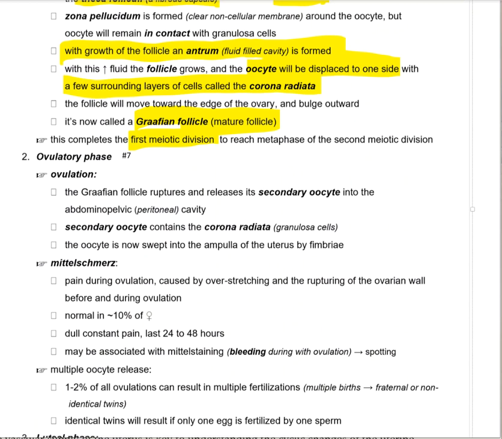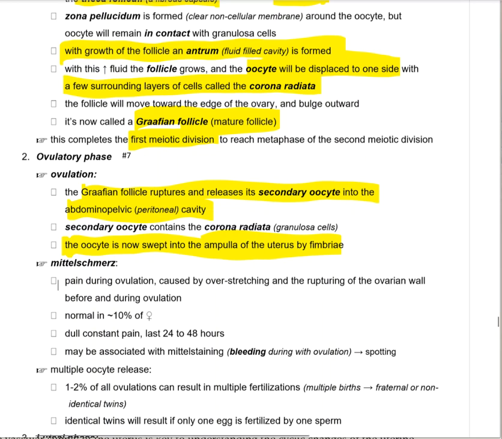And the Graafian follicle will rupture and release the secondary oocyte into the abdominal pelvic cavity. Remember, we said it goes into the peritoneal cavity first. The secondary oocyte still has the corona radiata around it, those granulosa cells, and the oocyte is now swept into the ampulla of the uterine tube by the fimbriae.